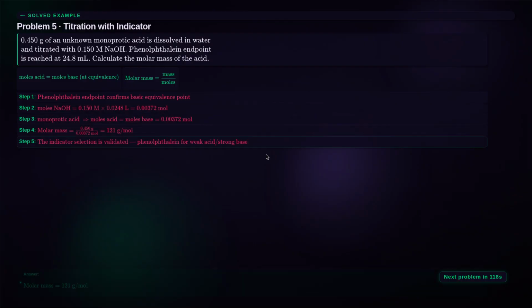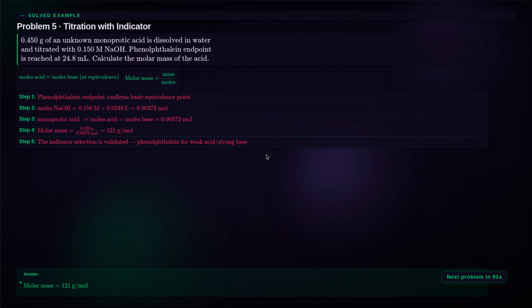Problem 5. Titration with indicator. 0.450 grams of an unknown monoprotic acid is dissolved in water and titrated with 0.150 molar NaOH. The phenolphthalein endpoint is reached at 24.8 milliliters. Calculate the molar mass. Step 1. The phenolphthalein endpoint confirms a basic equivalence point.